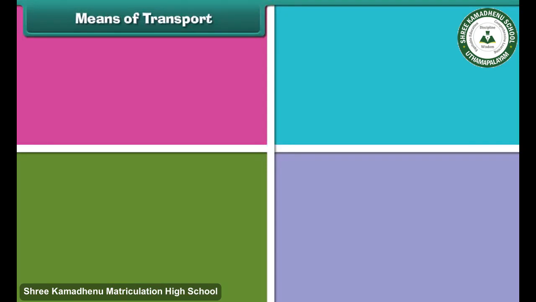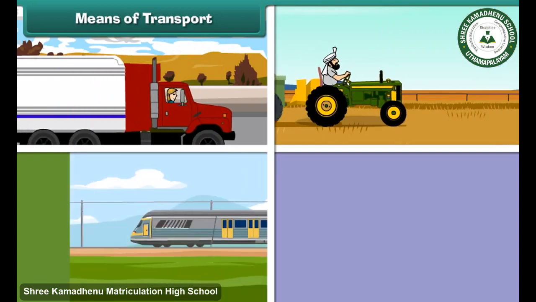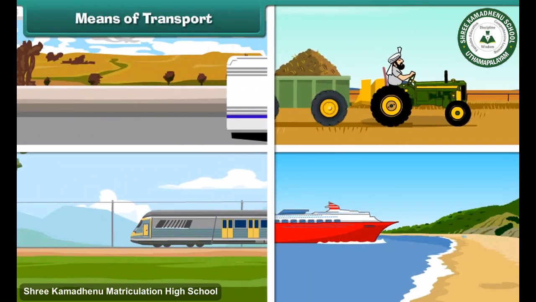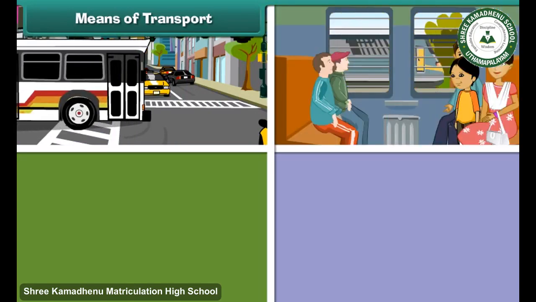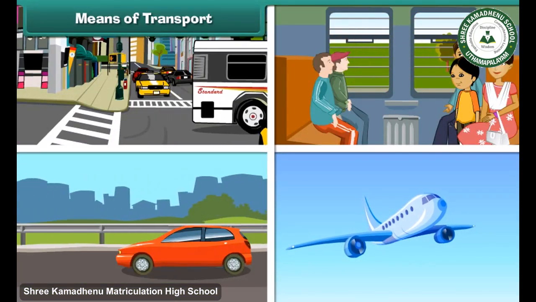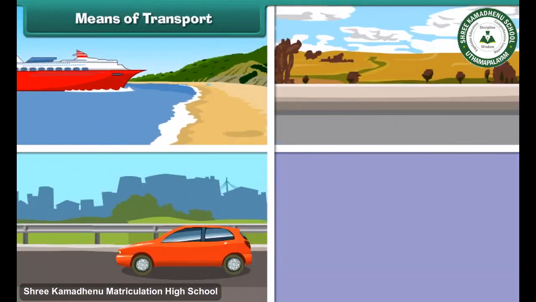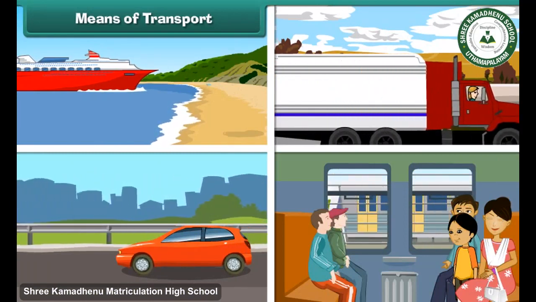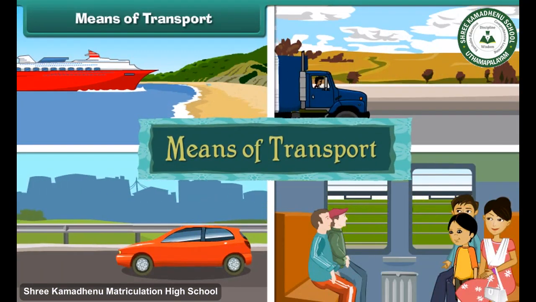Means of transport. We use trucks, tractors, goods trains, ships, and cargo planes to carry goods, and buses, trains, cars, and airplanes to carry passengers from one place to another. Different carriers of goods, animals, and people from one place to another are known as the means of transport.